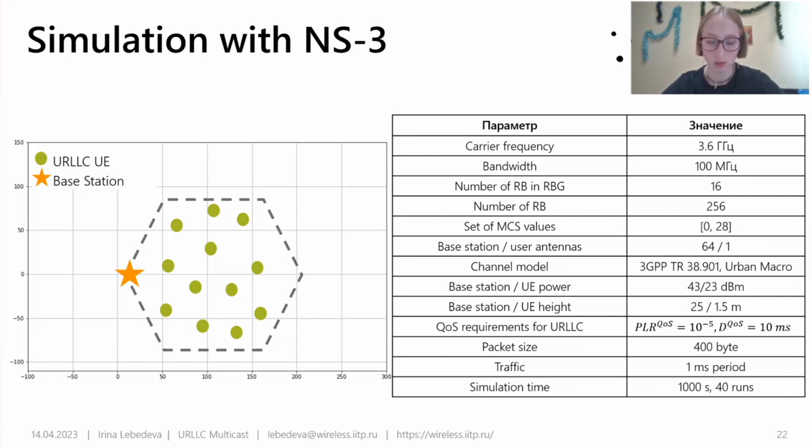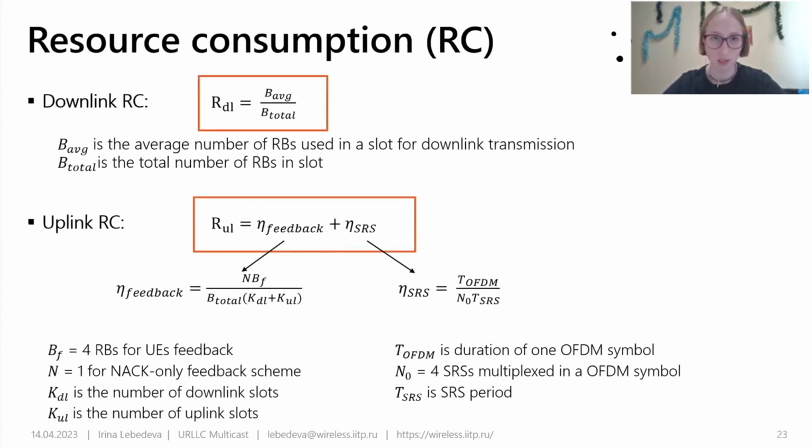The most important metrics for performance evaluation are average PLR and average downlink and uplink resource consumption. The downlink resource consumption is determined as the average number of RBs used in a slot for downlink transmission divided by the total number of RBs. The uplink resource consumption consists of two parts. First, the uplink resource is used for UE's feedback transmission, and second, uplink resource is used for SRS.